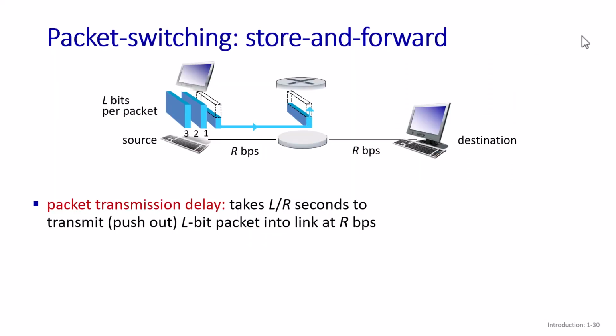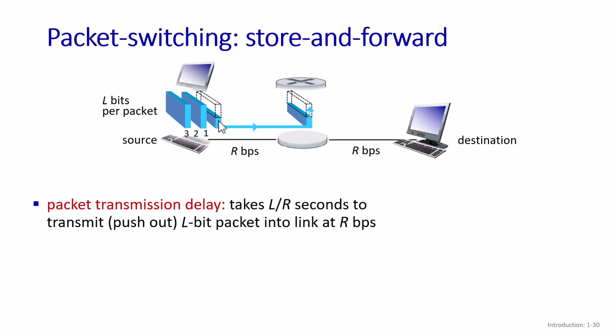Store and forward is an important function of packet switching. Now we have our application, such as a web browser, and this networking application will divide our message into packets. In this example, we have 3 packets, and the first packet is being sent over the link to the next router.